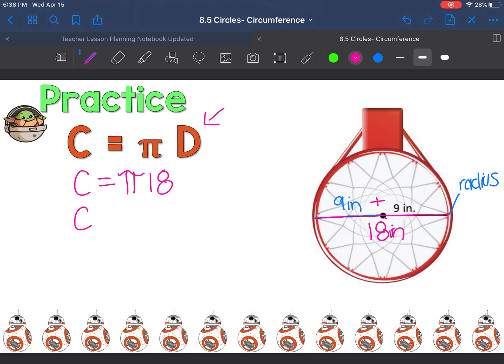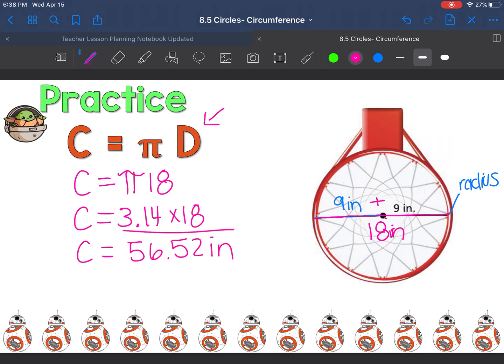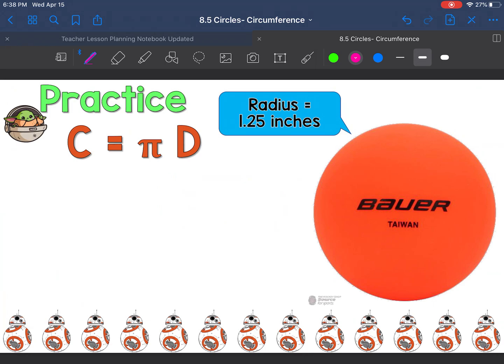So now all I need to do is plug that in. Circumference equals pi times 18. Now substitute 3.14 for pi. 3.14 times 18 gives me a circumference of 56.52 inches. And that's it. That's not even that much harder, is it? All you're doing is taking that radius and doubling it, multiplying it by 2, or adding it to itself, whichever you prefer.